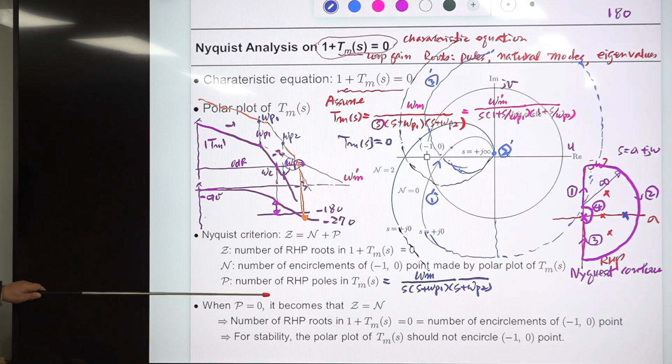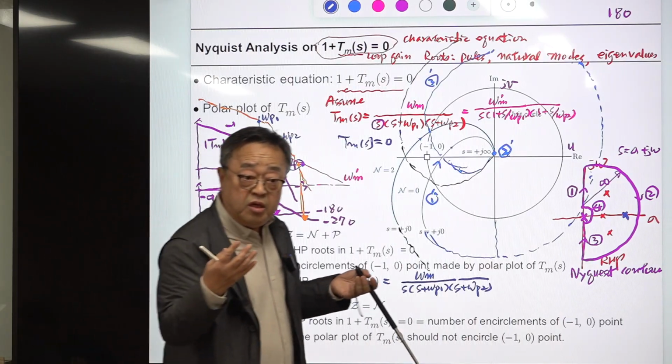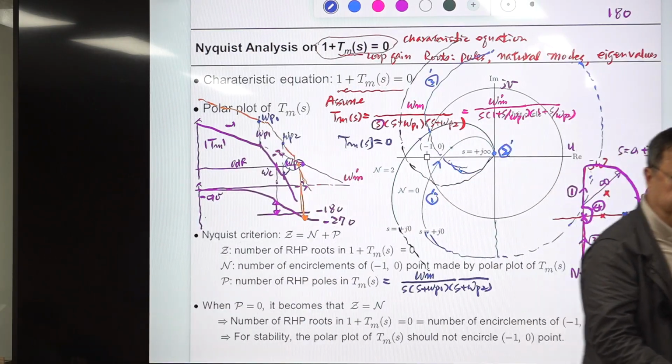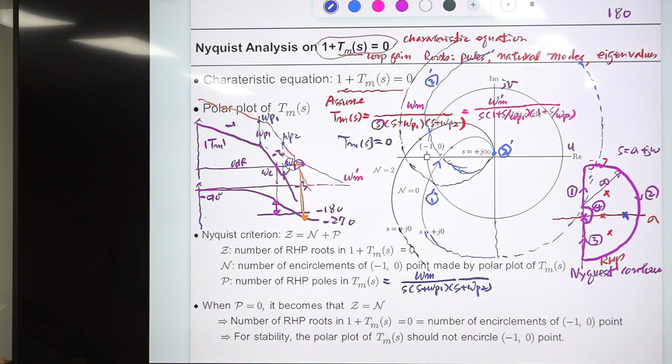But for most cases, P is 0. Usually P is 0. For the converters you will be dealing with in this semester, assume P equals 0. There are some special cases where P is something else, 1, or 2, or something like that, but those are very special cases. For most cases, P equals 0.